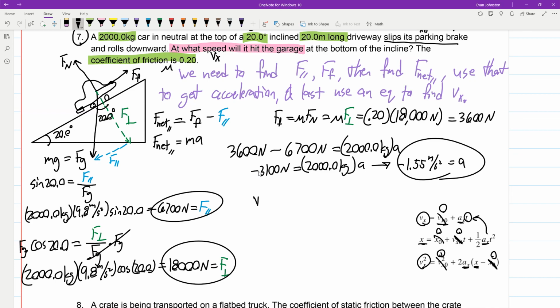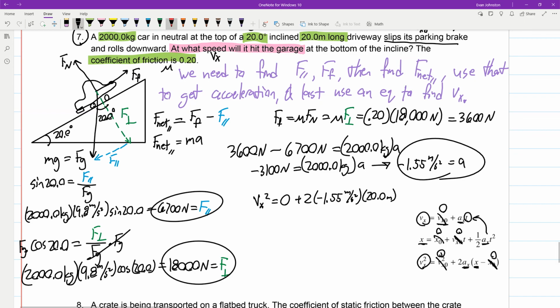So I get that our final velocity squared is equal to 0, because it was starting at rest because it slipped its parking brake, plus 2 times, now it's negative 1.55 meters per second squared is our acceleration, and it goes 20 meters. Okay, and so in the end, and now maybe you can already spot that we're going to have to take a square root of a negative. That's a little weird. That's a little odd.